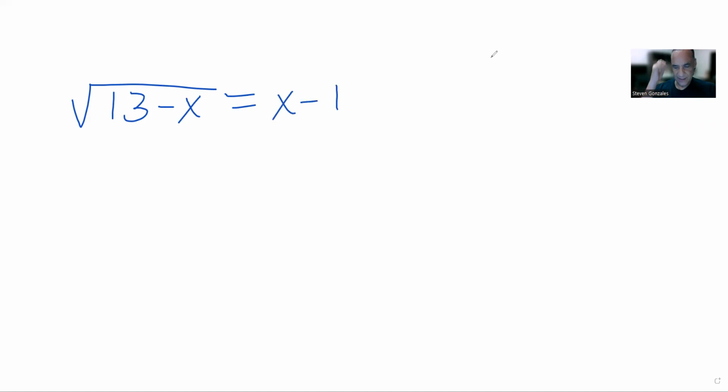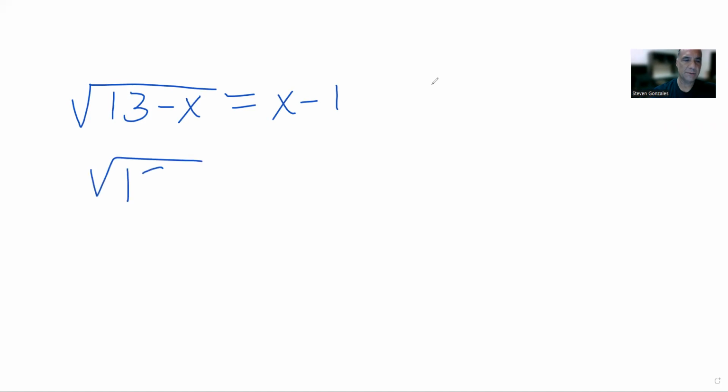So I'm making a lot of videos. This is a radical equation. This is a situation where you have a square root and it equals an expression on the right. As you learn on some other problems, you're ultimately going to have to square both sides of the equation as per the square root property.